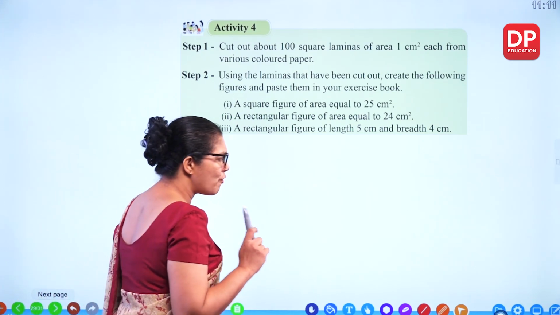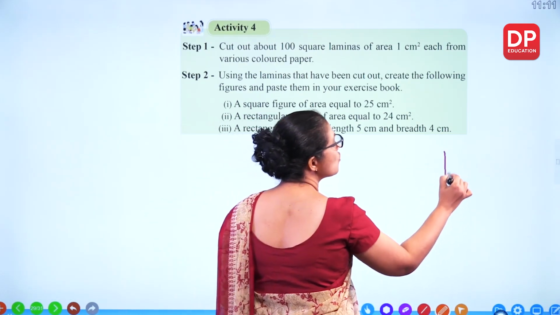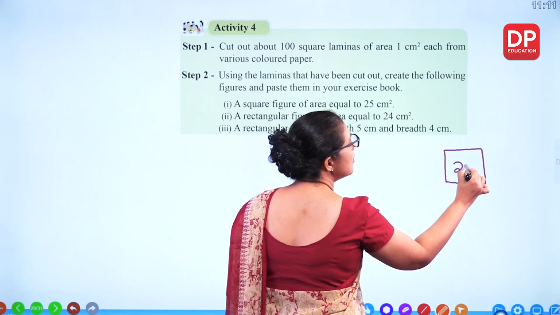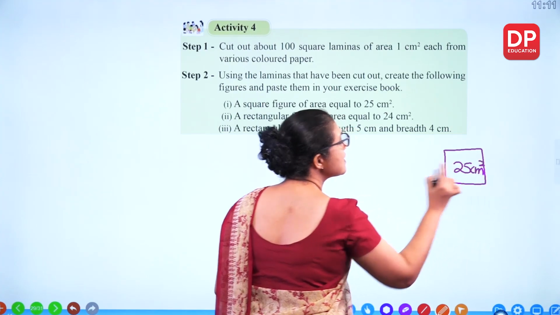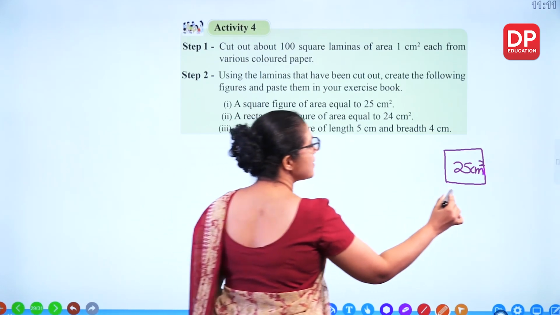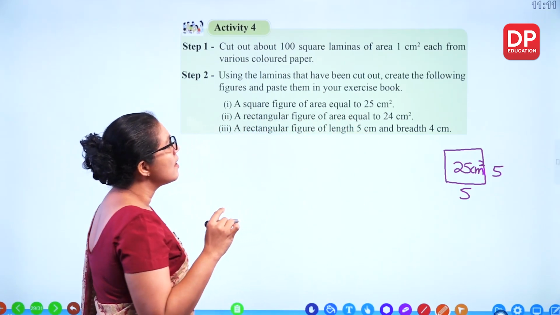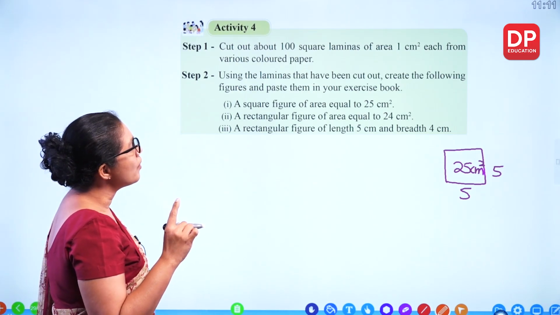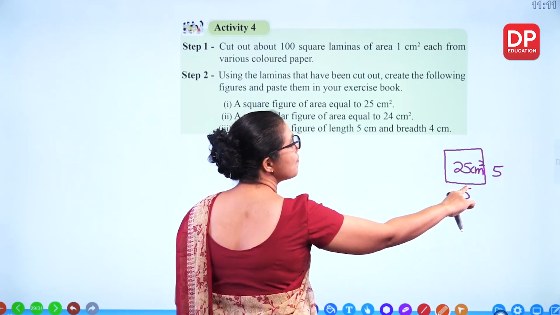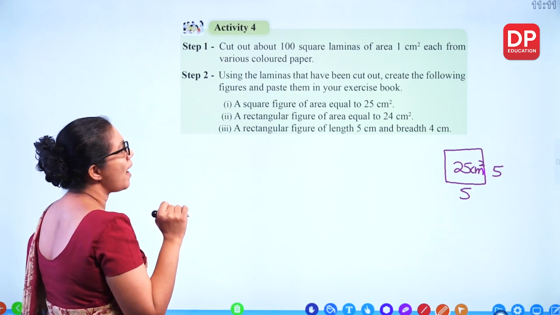So think about before you start. So 25 is the area. So in a square, all sides are equal. So tell me, what's the side length? How you get 25? That's 5 times 5. So the side length is 5. So you can create a square with 5 as the length and the other length also 5.